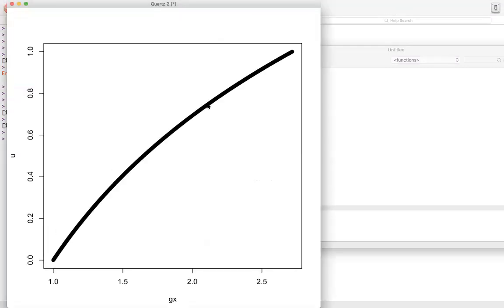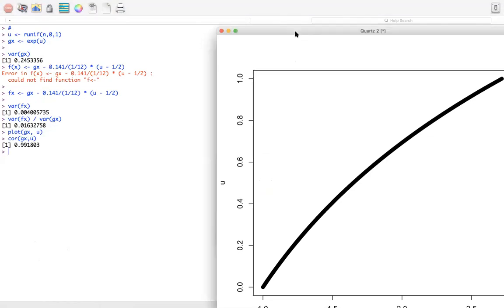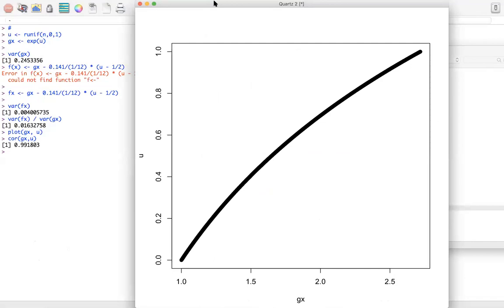Right, you can see this, right? So this looks like a very good correlation, almost a straight line. In fact, if you look at the correlation of GXU, it's close to 1. That's why your variance reduction is very powerful here, because the amount of reduction is 1 minus the square of your correlation, and your correlation is almost 1.